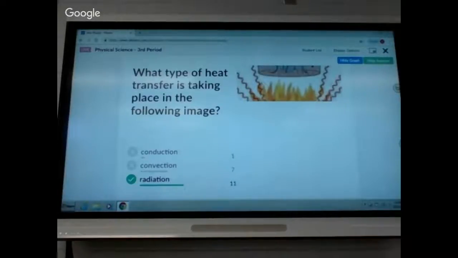So why is it radiation? They're not touching the pot. They're below it. When you look, is the fire touching? No, that's why it's not conduction. It would be conduction if it was touching. Now, they're trying to illustrate the fire in the pot above it, which is why it's radiation. If they were illustrating the pot of water and showing you the pot, then it would be convection. That's why it's not convection.